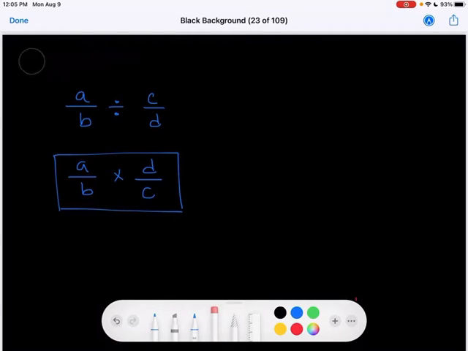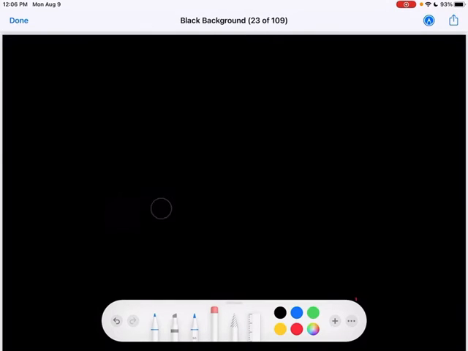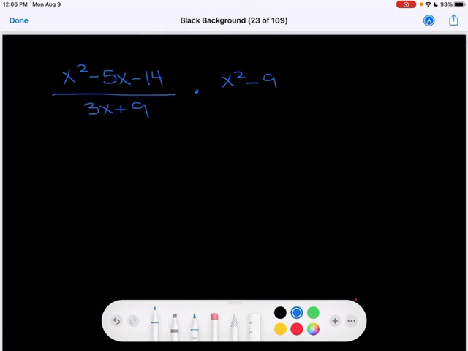All right, so let's look at an example. Let's say that I've got x squared minus 5x minus 14 over 3x plus 9 times x squared minus 9 over 2x minus 4. Okay, so just like with simplifying, the first thing I'm going to do is just factor everything.